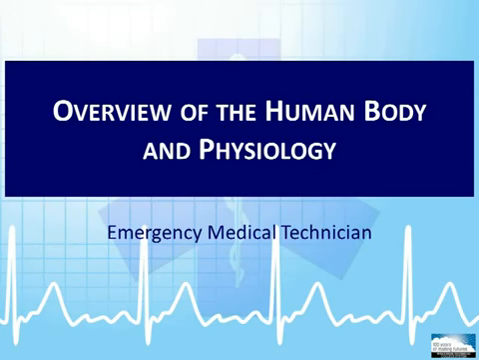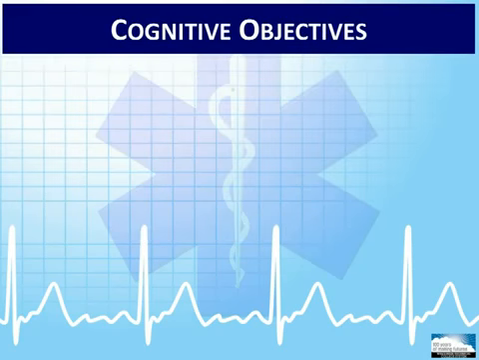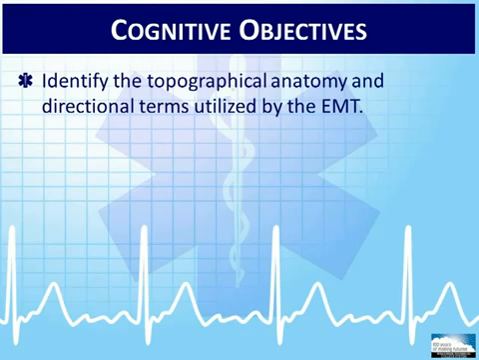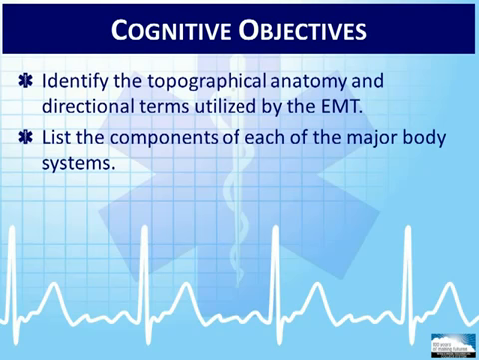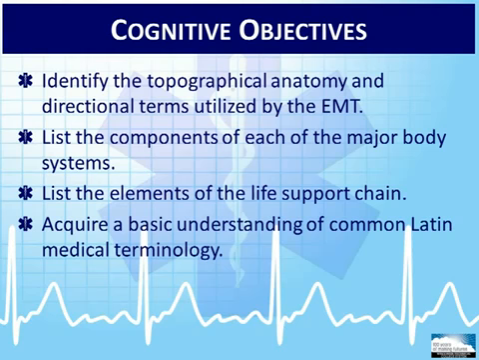Welcome to this module, in which you will be provided with an overview of the human body and the physiology of its various systems. Once completed with this module, you should be able to identify the topographical anatomy and directional terms utilized by the EMT, list the components of each of the major body systems, list the elements of the life support chain, and acquire a basic understanding of common Latin medical terminology.